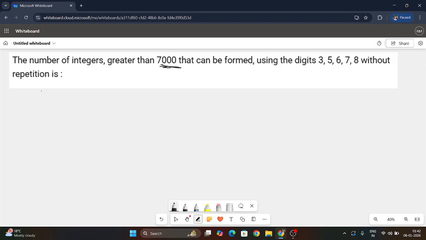So there are two possibilities. First is 4 digits, and these are the 5 numbers. Okay, so second can be the 5 digits. So if you take this 5 digit number, let's take the second case. It's comparatively easy, so we take the second one first.